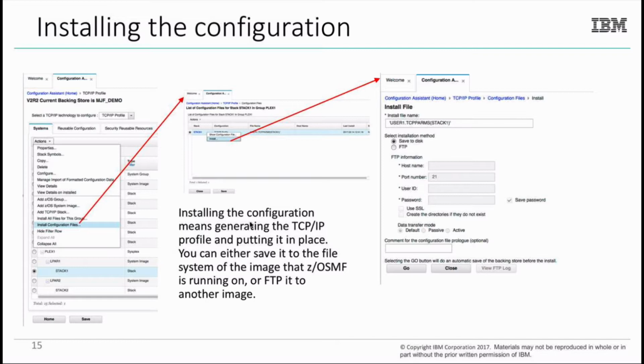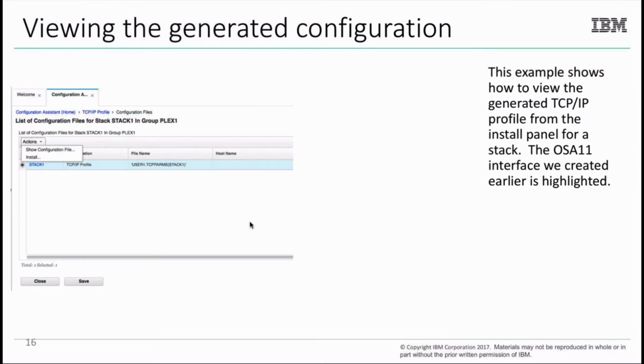Now, I'm sure everybody on this call already has TCP/IP profiles that were edited and created in green screens, and they're not going to just stick something out there without having a chance to preview it. So on the next slide, you can also look at the configuration that the Configuration Assistant generates. This is back in the install screen. When you click on the stack, you can either show the configuration file or install it.